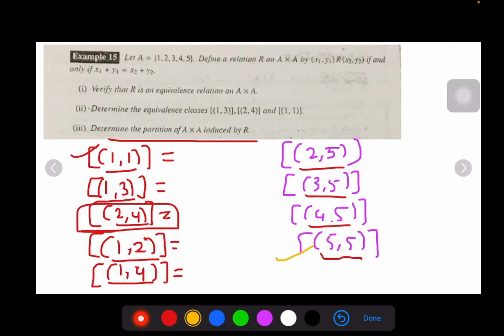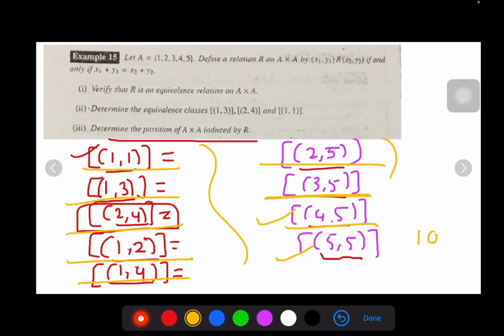Say 5, 5 will give you the result 10, so we select 5, 5. Among 4, 5 and 5, 4, both will give you the same value 9, so we select only one, 4 comma 5. Any one. Here 8 you will get, here 7 you will get, 5, 3, 6, 4, 1. So by combining all these, you can say that it's a partition defined on A cross A.